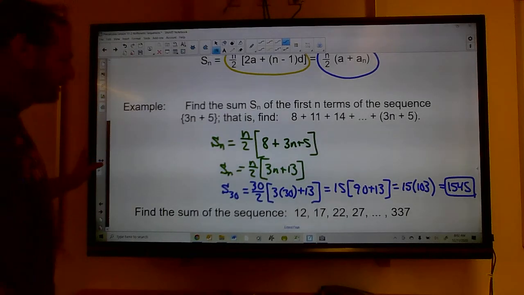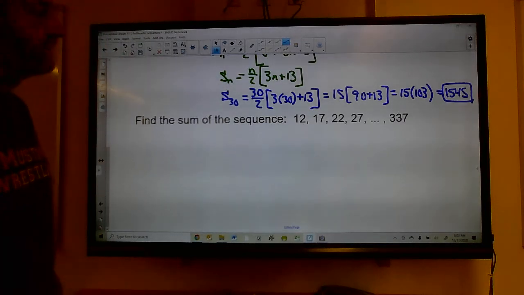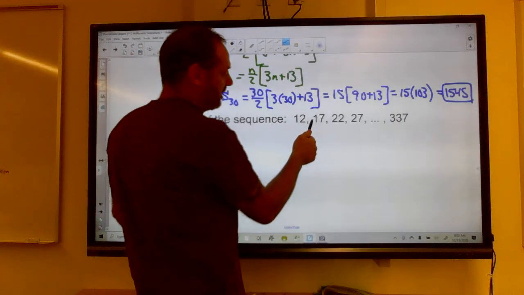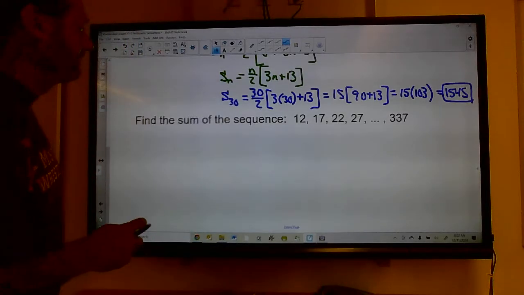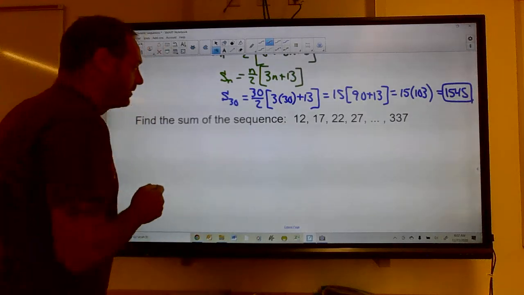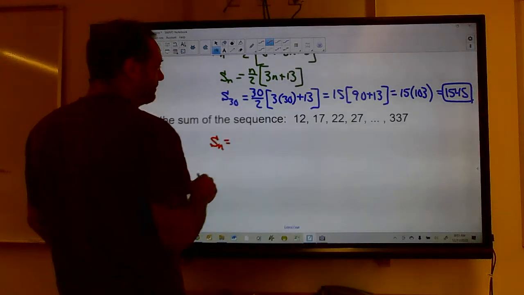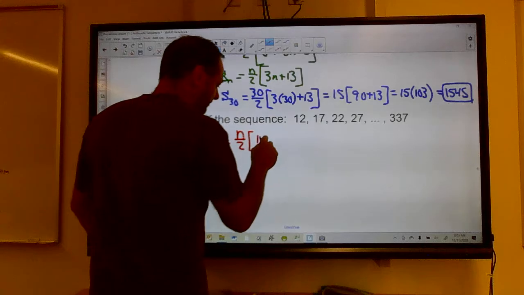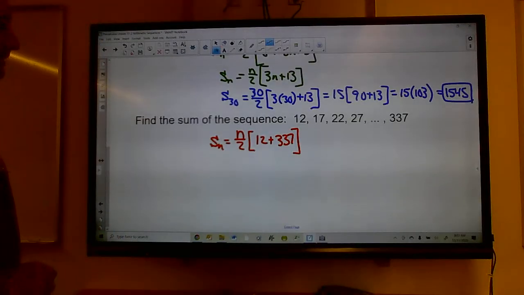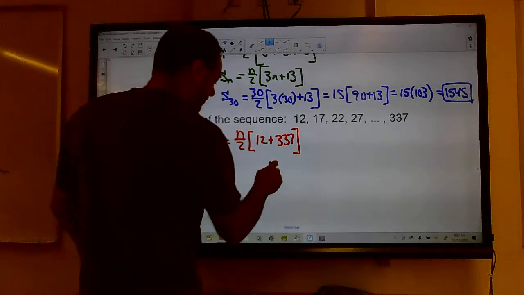Okay, let's find the sum of the sequence 12, 17, 22, 27, dot, dot, dot, 337. So I'm going to add up all these numbers. The sequence starts at 12, has a common difference of 5, and it goes up to 337. Now I don't know what number n is on this one. S sub n is going to be n over 2 times the first term plus the last term. Okay, so 337 plus 12 is going to be 349.